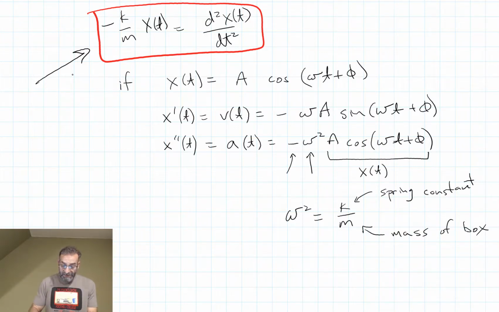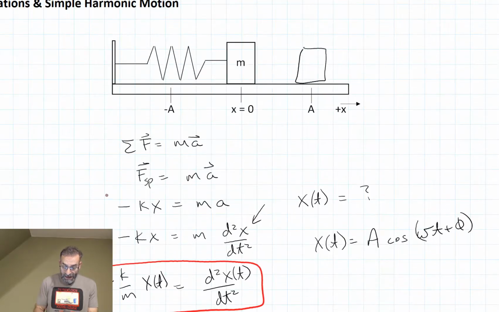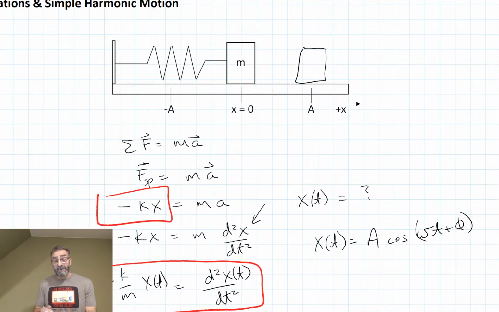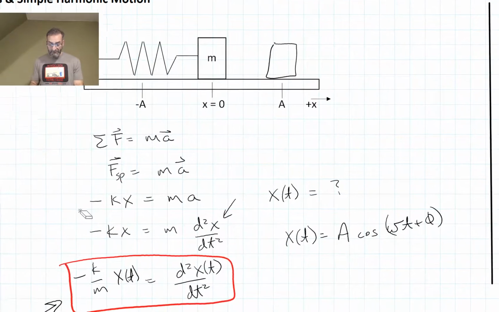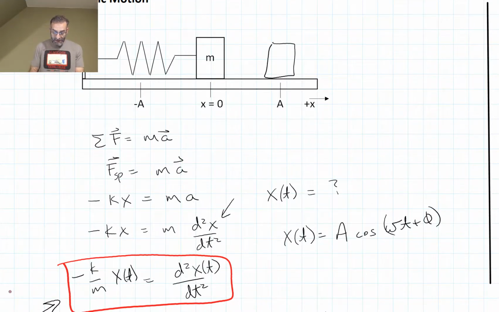When do we get that? Whenever the force is proportional to the displacement, like it is here with the spring. The force is negative kx. Anytime we have that situation where the force is proportional to the displacement, we end up with this relationship here. Second derivative of my position versus time gives me negative a constant times my original function back.